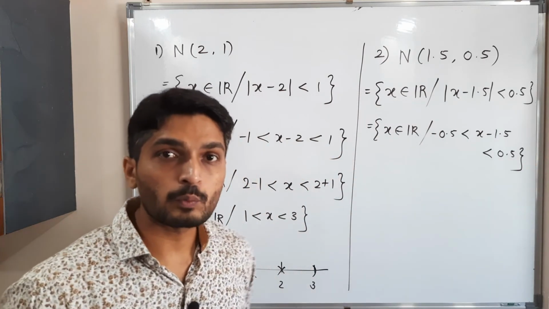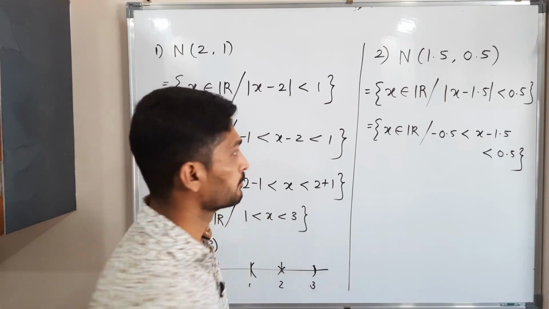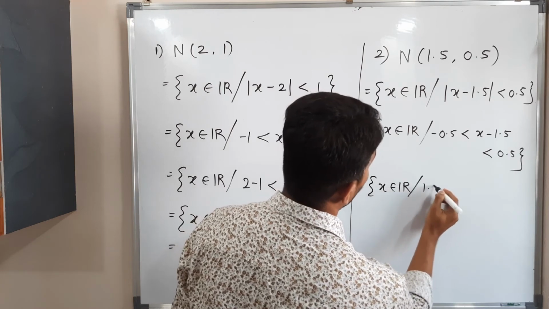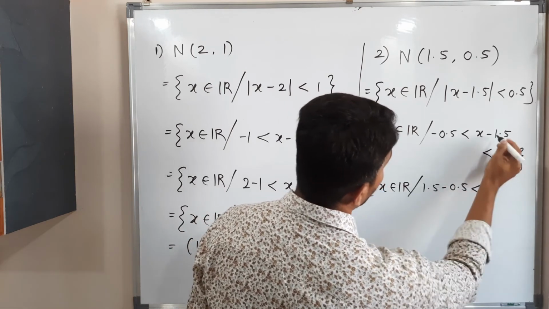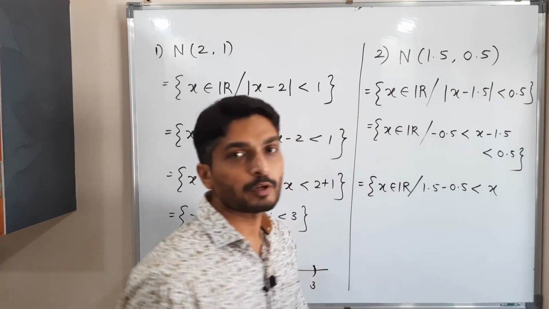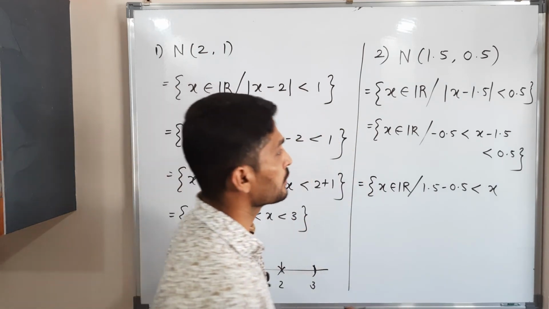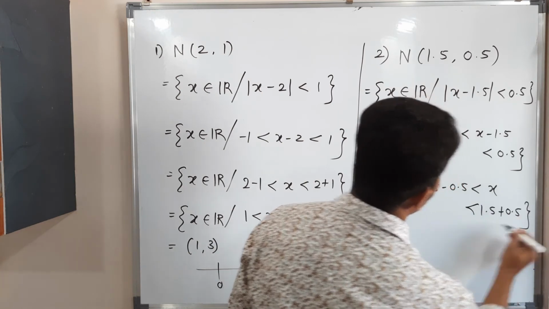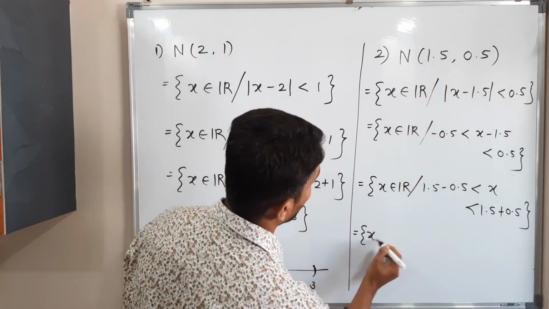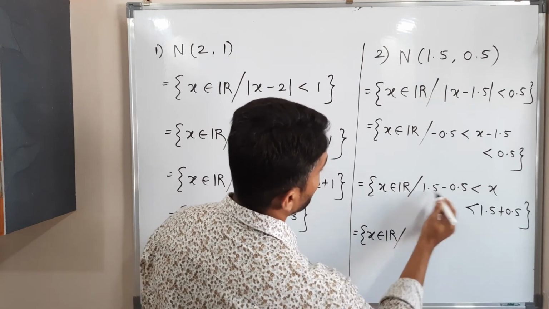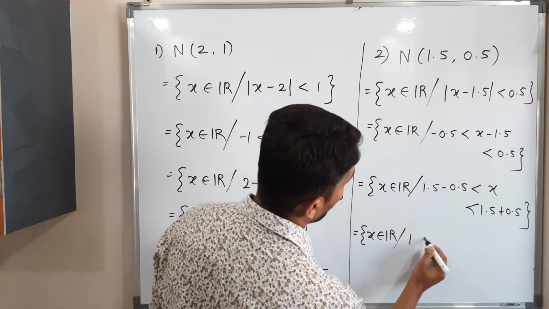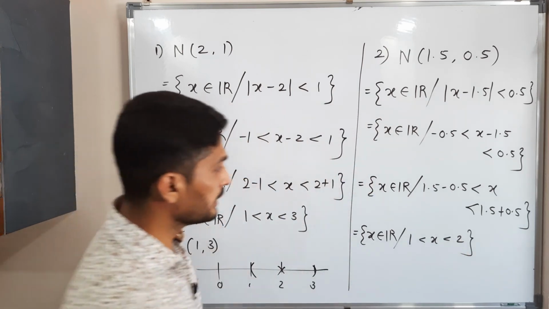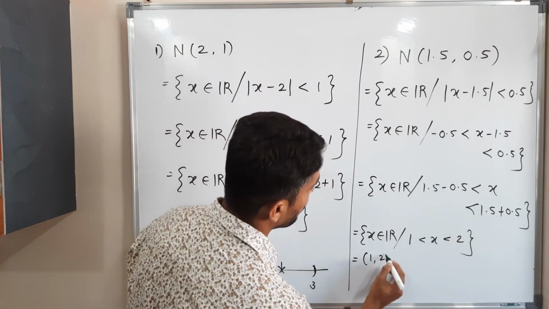After that, I will add 1.5 on all sides. So 1.5 minus 0.5. If you add it here, plus 1.5 minus 1.5 will get cancelled to each other. So less than 1.5 plus 0.5. So this is equal to x belongs to R, 1.5 minus 0.5, 1 less than x less than 2. Getting? So we get an interval here, open interval 1 comma 2.